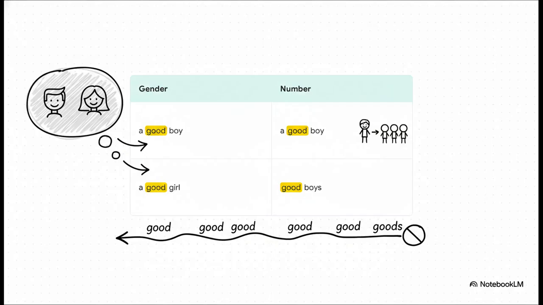Just look at this table here. We say a good boy and a good girl. See? The adjective good doesn't change for gender. And it's the same for number. It's a good boy when there's one, and good boys when there are many. The adjective good stays the same.